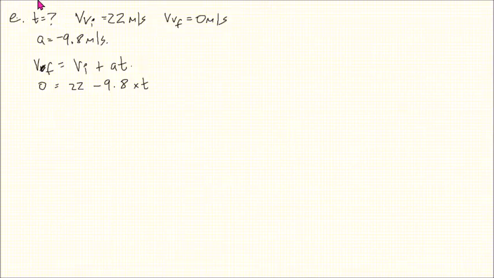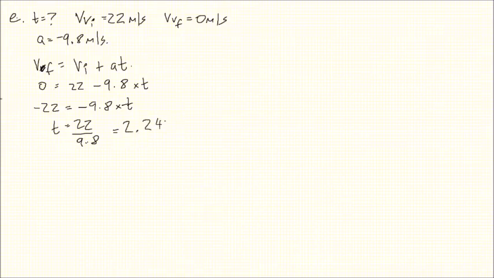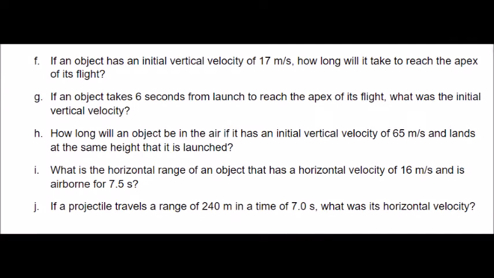I think I'm just going to show those steps one at a time. So we rearrange by subtracting 22 from both sides. Then we divide by negative 9.8. The two negatives cancel out, so the time equals 22 divided by 9.8, which is 2.2449. And we round it to two significant figures, 2.2 seconds.